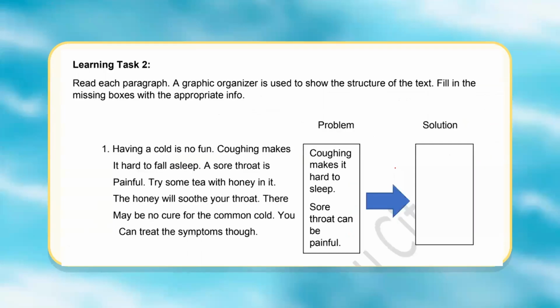Now we go to learning task number 2. Again, this is found in your module, but you can also refer to this part of the presentation as we move forward. The instruction says, read each paragraph. A graphic organizer is used to show the structure of the text. Fill in the missing boxes with the appropriate information. Are you ready? I hope you are.